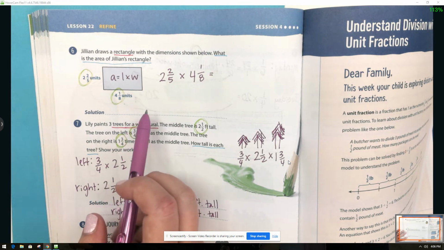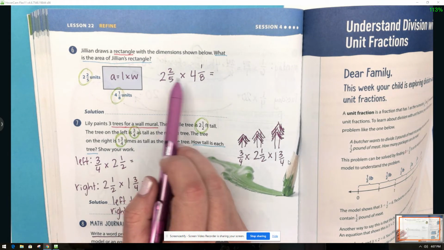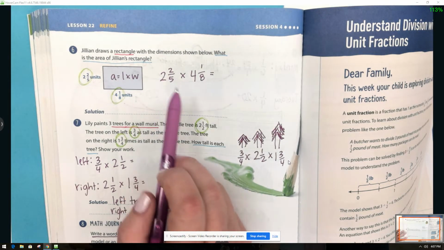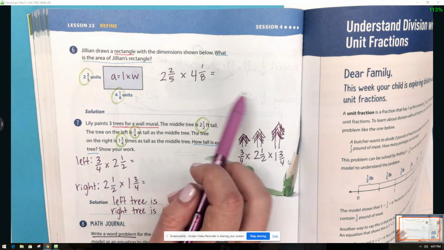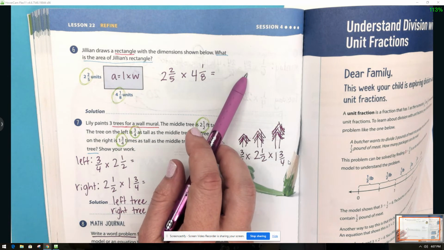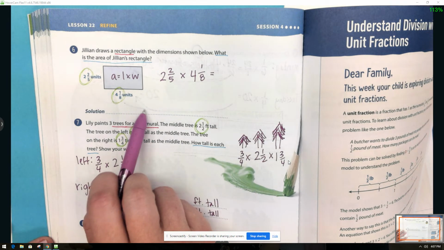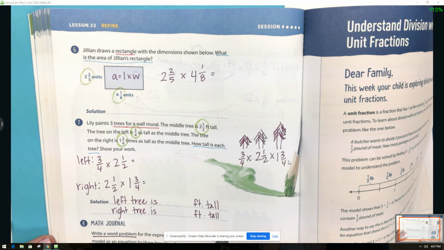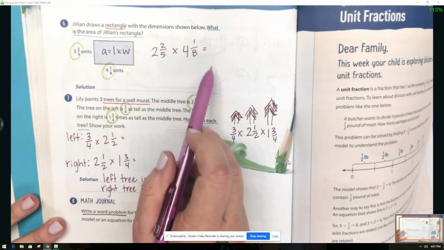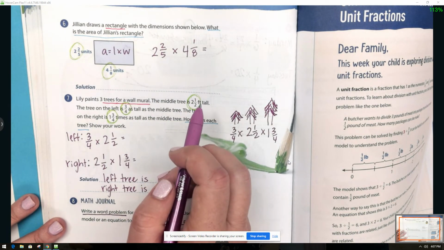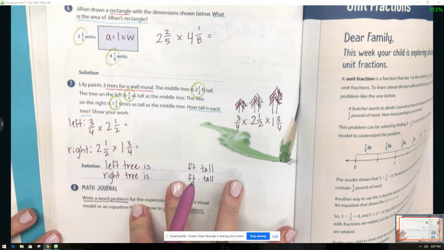You just can't. So you're going to need to turn both of these into improper fractions and then multiply both of your improper fractions straight across. You'll likely get an improper fraction. Well, I know you will. And then you're going to take that improper fraction and turn it back into a mixed number to get the total area of Jillian's rectangle. I want to remind you, make sure you show all of your work, because sometimes we can give you partial credit even if you don't get every step 100% correct.